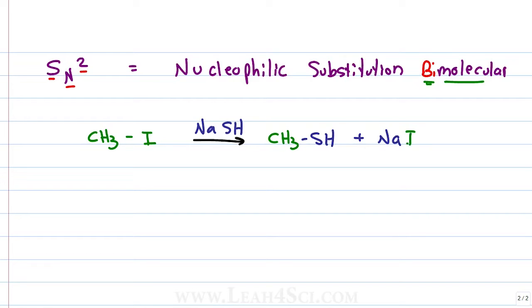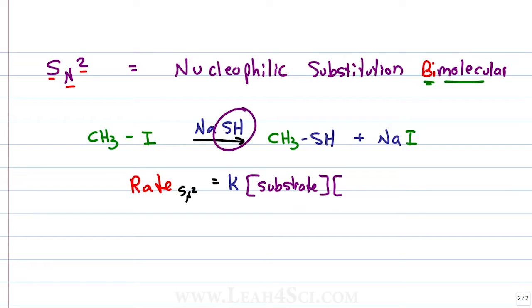plus NaI. The rate of an Sn2 reaction is equal to some constant K times the concentration of the substrate, that would be the CH3I, times the concentration of the nucleophile, which would be the SH-. The substrate and nucleophile react together in a single-step bimolecular reaction. This is important to help you recognize the energy diagram for an Sn2 reaction.